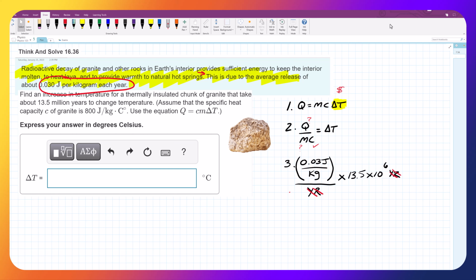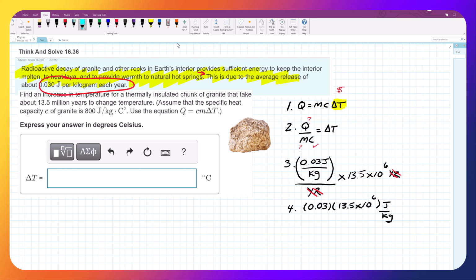You can see that years in the denominator cancels with years in the numerator. So now what I'm left with is the number 0.03 times 13.5 times 10 to the 6th. The units I'm left with are joules per kilogram. The problem is basically asking you this: if 0.03 joules of heat is spit out per kilogram of granite each year and you wait for 13.5 million years, what is the increase in temperature for that 1 kilogram of granite?